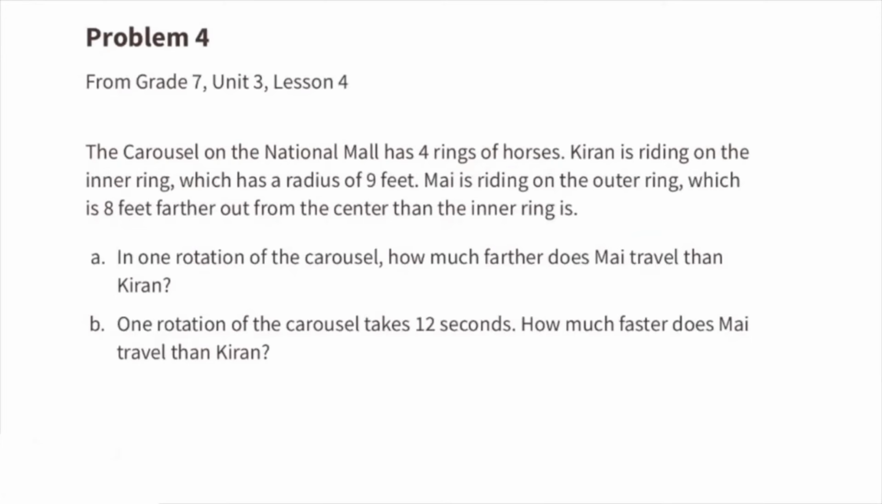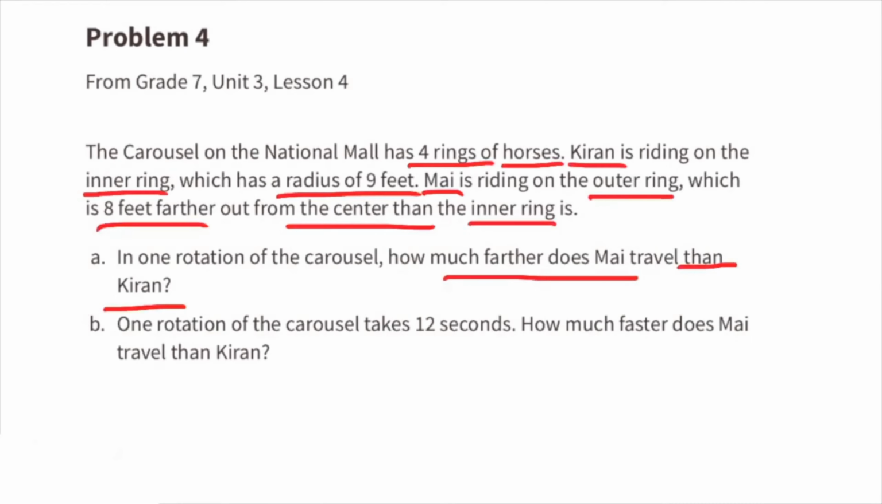Problem number 4 from 7th grade, Unit 3, Lesson 4. The carousel on the National Mall has 4 rings of horses. Kieran is riding on the inner ring, which has a radius of 9 feet. Mai is riding on the outer ring, which is 8 feet farther out from the center than the inner ring is. A. In one rotation of the carousel, how much farther does Mai travel than Kieran? Here's a look at the carousel from above, with Kieran's blue inner circle and Mai's orange outer circle. Kieran's radius is 9 feet.